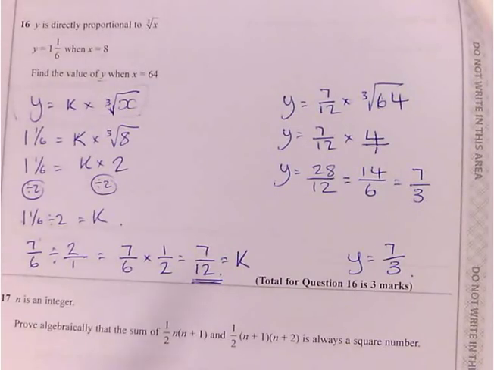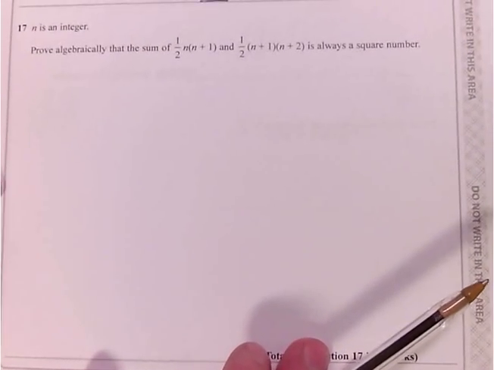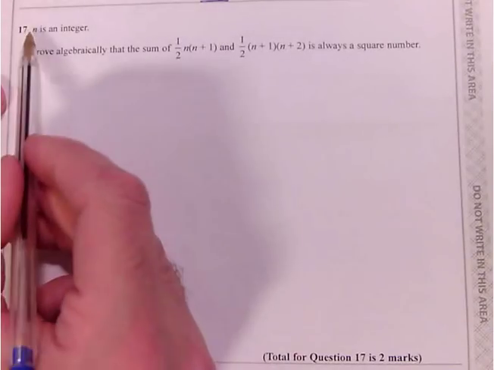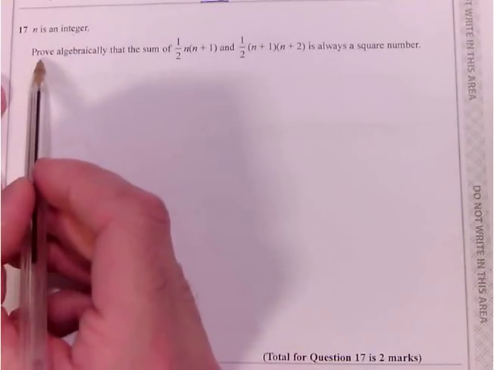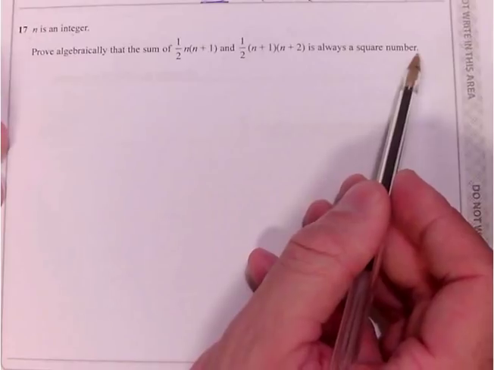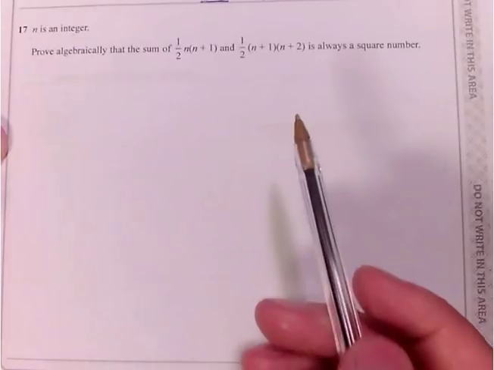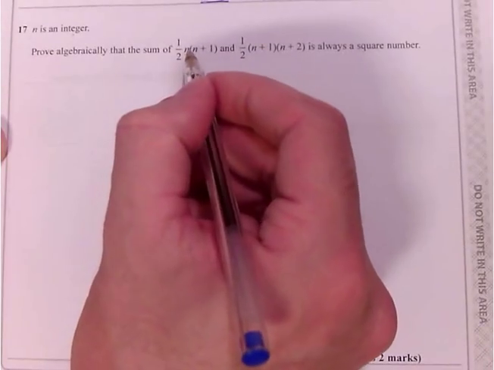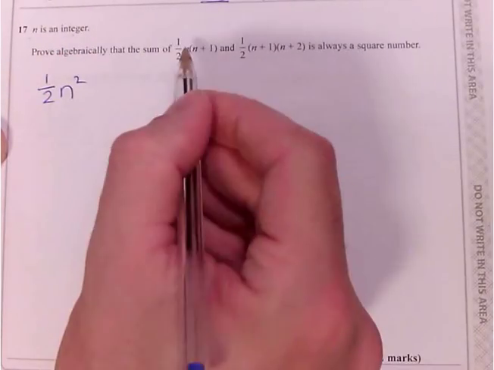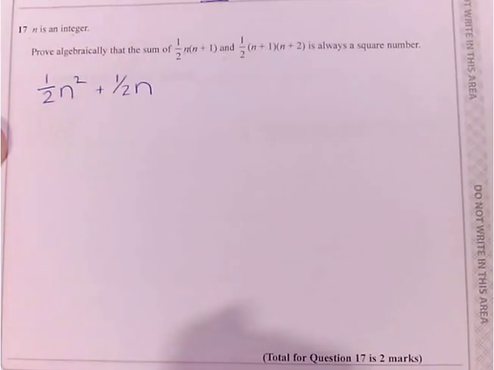Now with question 17, we've done nothing like this again, but let's try it. It says n is an integer and whole number. Prove algebraically that the sum of this and this is always a square number. Now I look at this and I see a single bracket with something outside. I could multiply that. A half n times n would be 1/2 n squared. A half n times 1 would be a half n. Now just doing that gets you 1 mark.